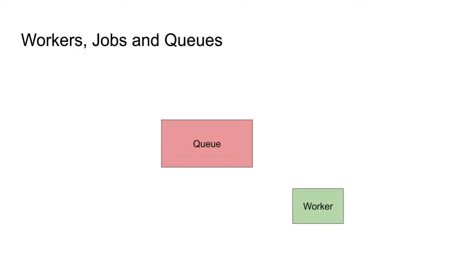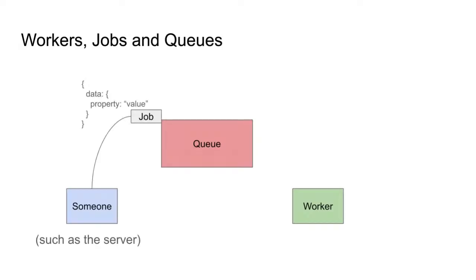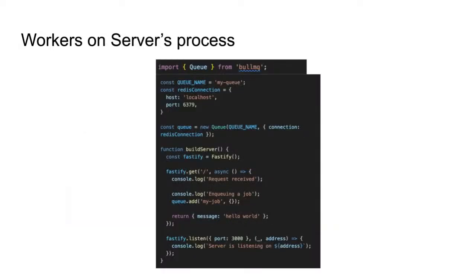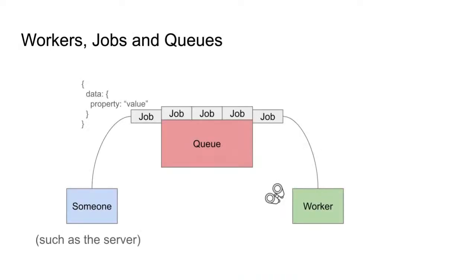First, we'll need to understand what the background flow will be like. We have the queue, we have the worker, and we have someone such as the server that will push jobs to the queue with some properties or job data. And eventually the worker will watch that queue and pull a job from this queue to execute it. That's the basic structure. We have the worker, we have the queue, we have someone such as the server pushing jobs to that queue.